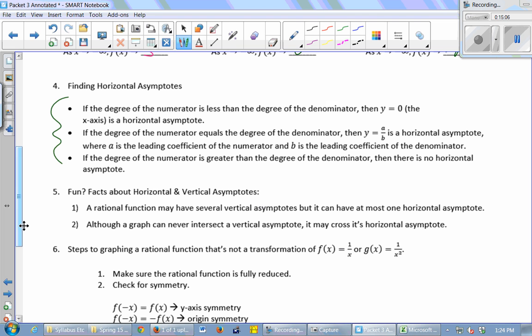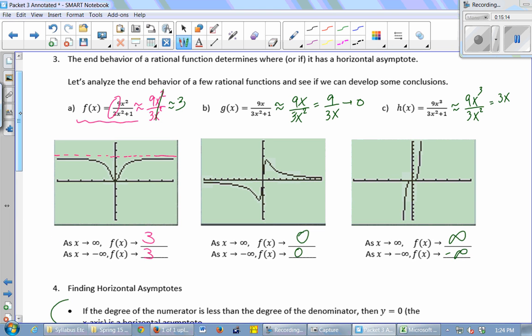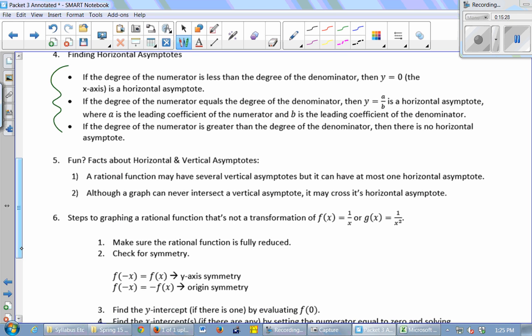All right, and then my last possibility is when the degree of the numerator is greater than the degree of the denominator. So that happened in my last example. My degree on top was a 3, the degree on the bottom was a 2. So the numerator was greater than the denominator. That meant I had no asymptotes. My end behavior was infinity or negative infinity. So there's no horizontal asymptote in that case.